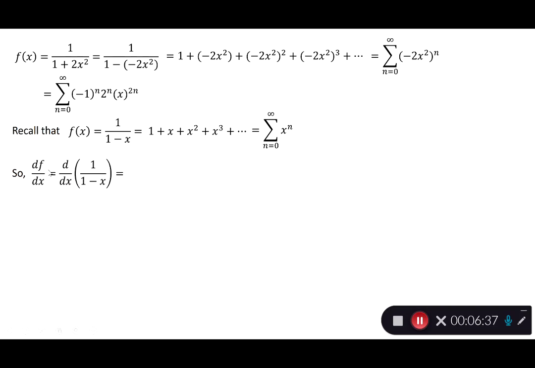Yep, df dx, the derivative of f of x, is the derivative of 1 over 1 minus x. Can you quickly calculate what the derivative of 1 over 1 minus x is? Chain rule. For 1 over x, the derivative would be negative 1 over x squared. So for 1 over 1 minus x, trust me, it would be negative 1 over the quantity 1 minus x squared, times negative 1, chain rule, making it positive 1 over 1 minus x squared.